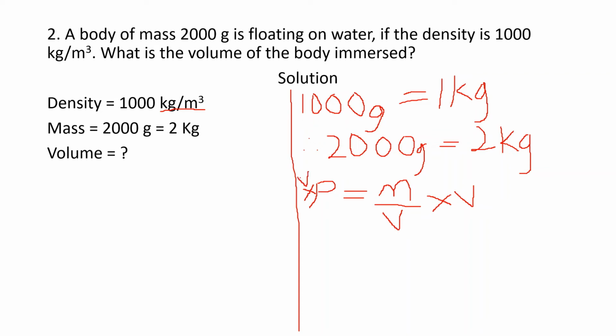So you get v times rho equals m, because this v will cancel this v. Now based on this, we can find volume, so we should find volume v. So we can divide both sides by rho.